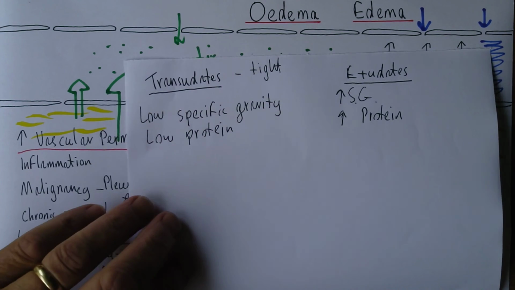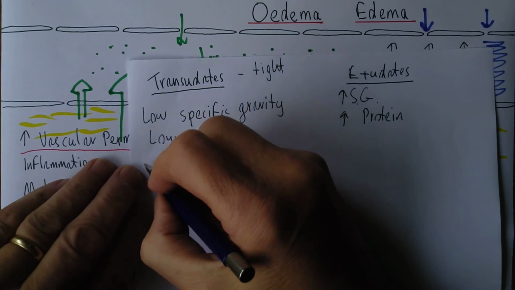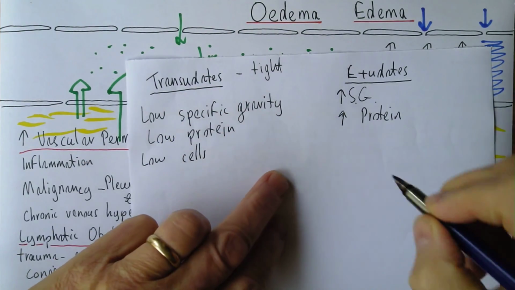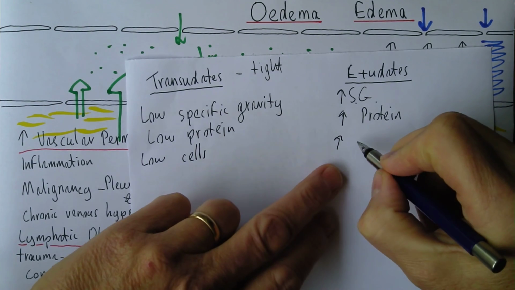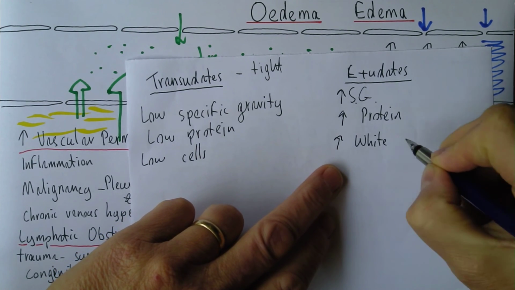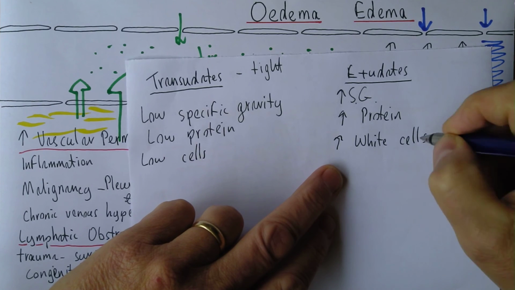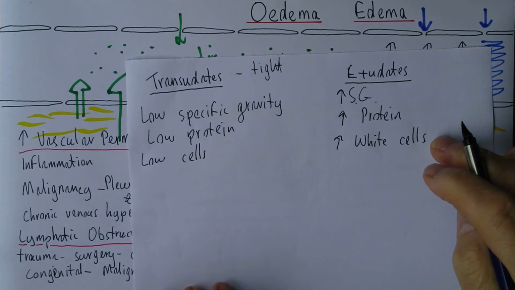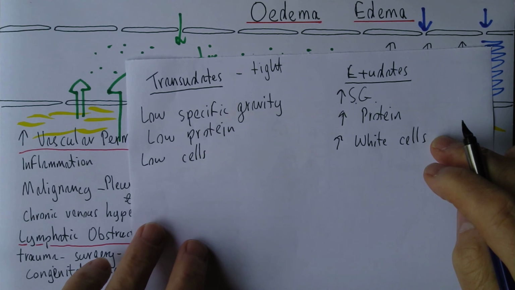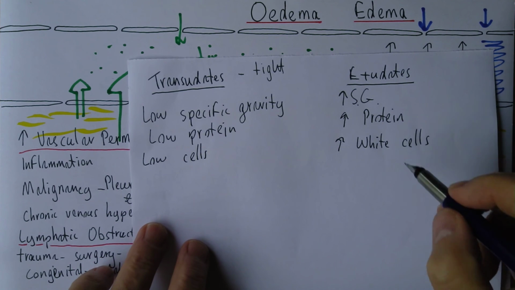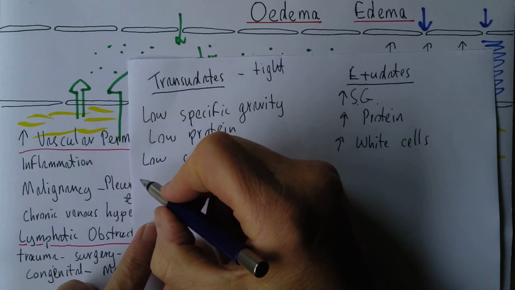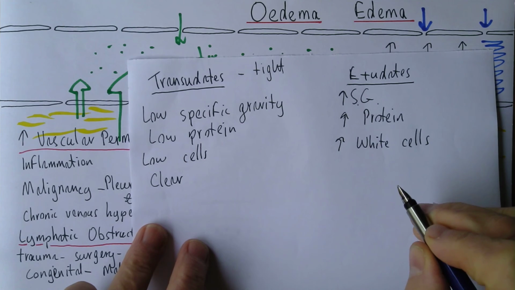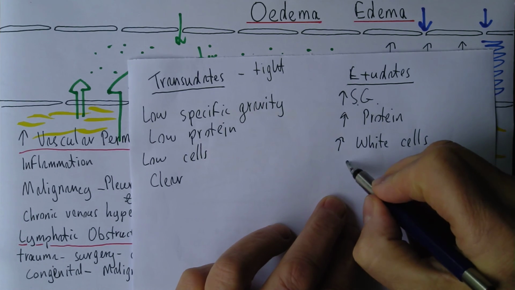And likewise with cells, transudates have low white cells, but exudates can have higher amounts of cells, especially if it's an inflammatory or an infectious condition. So the transudates, because they don't contain the protein and the cells, the fluids are often quite clear. Whereas with exudates, they're often cloudy.